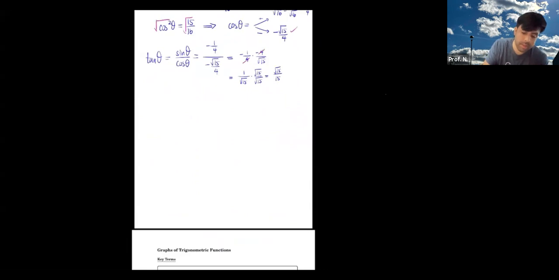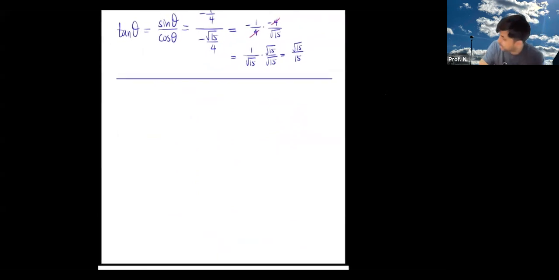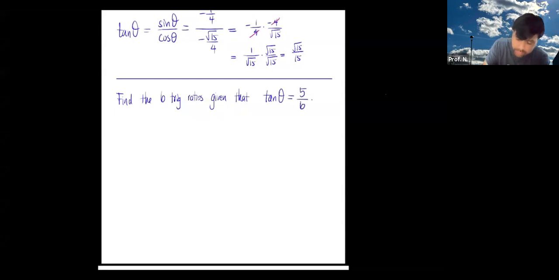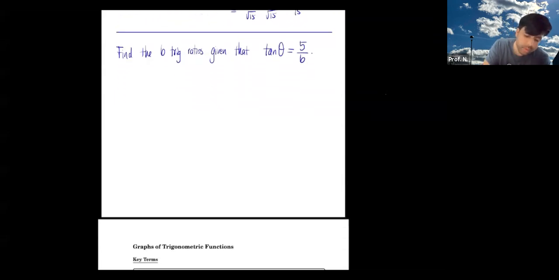And now I'm going to do the same thing, but with a right triangle, just to give you the idea. Find the rest of the trig ratios. Find the 6 trig ratios, given that tangent of theta is 5/6. So in order to do this, I'm going to construct a right triangle.